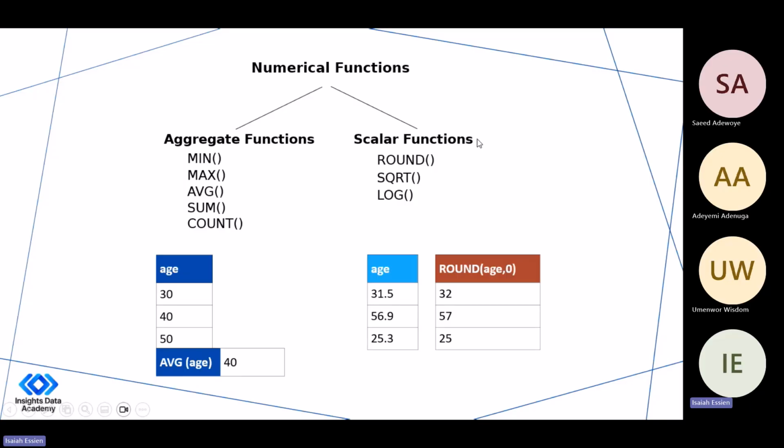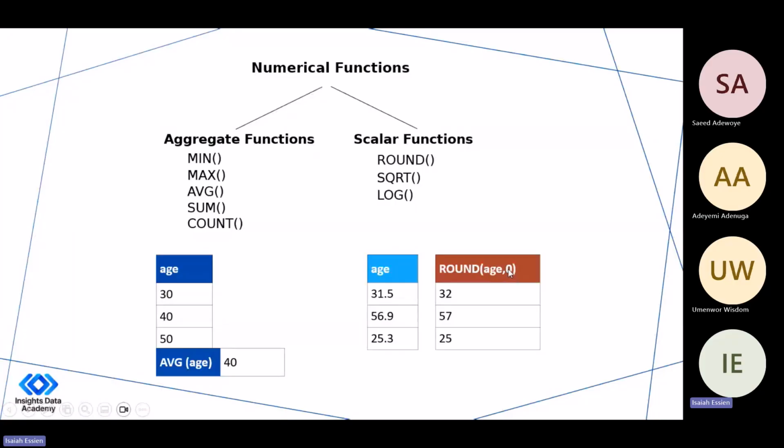That is unlike the scalar functions. The scalar functions go through the columns and give you row-wise outputs. So you get outputs per row, not a single output for a particular column. We see the example of round. Round is to round off a number. So we have the age column again, and I pass in the round function on age, and I put comma 0.